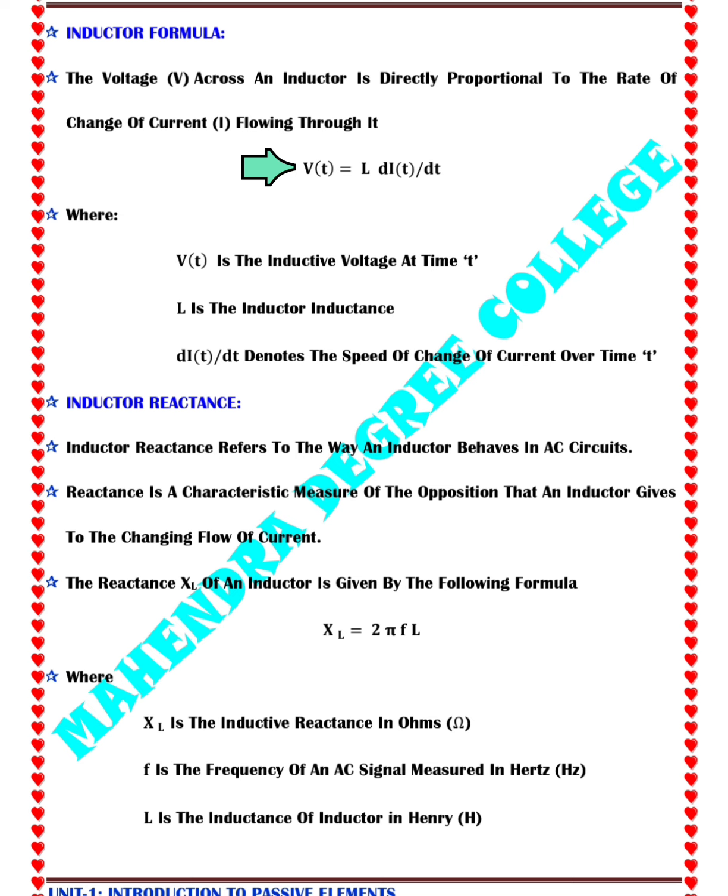L represents inductance measured in Henry. It's the inductor's ability to oppose changes in current. di of t by dt represents the rate of change of current with respect to time, measured in amperes per second. How fast the current is increasing or decreasing.